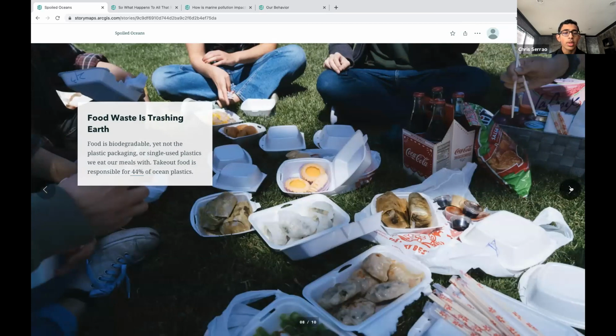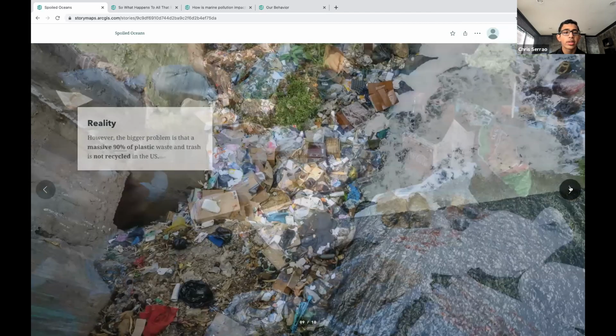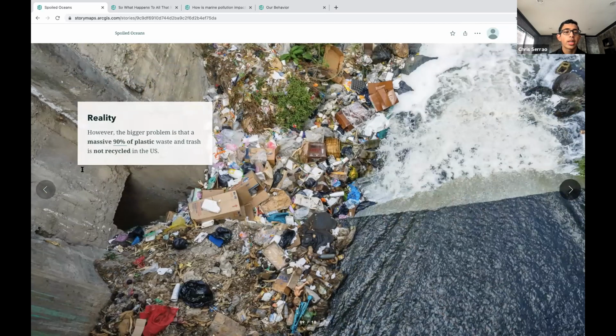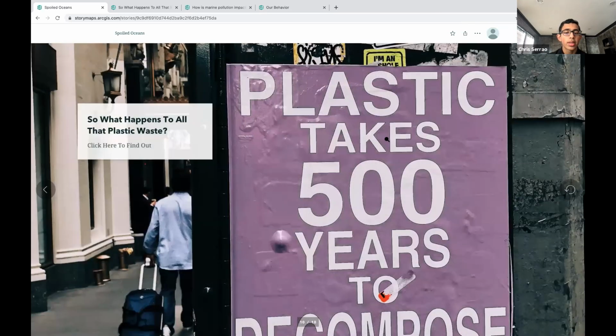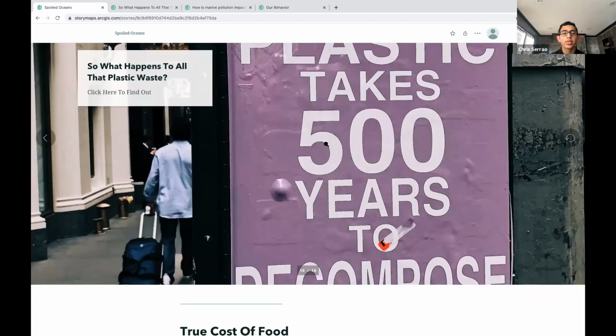Food is biodegradable. But the plastic waste is generally thrown into the trash, and most of it will not break down. So then there's also the true cost of food.